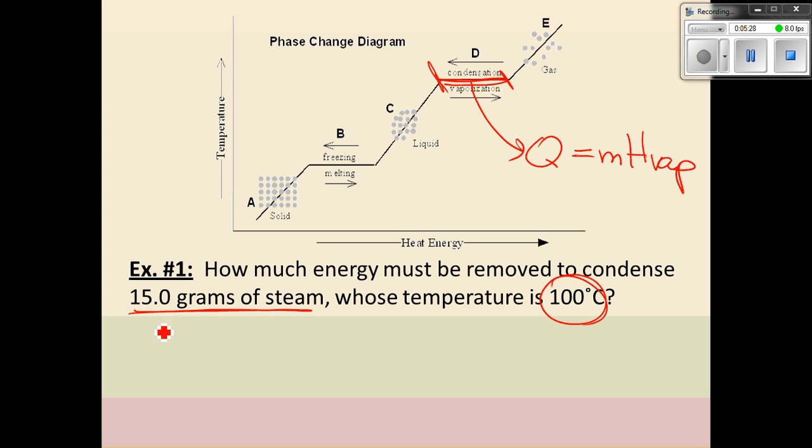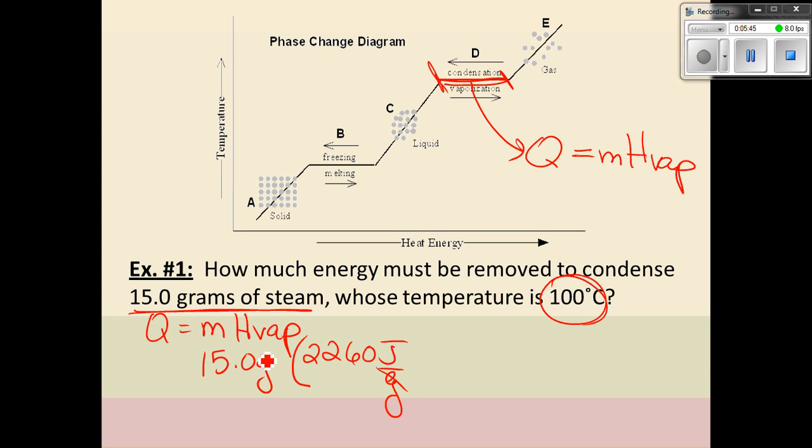All right, so formula is Q equals mass times the heat of vaporization. What do I know? I know my mass. My mass is 15.0 grams. I do know my heat of vaporization is 2,260 joules for every 1 gram. The grams are going to cancel. One's in the numerator, one's in the denominator, and you get a total of 33,900 that needs to be removed.